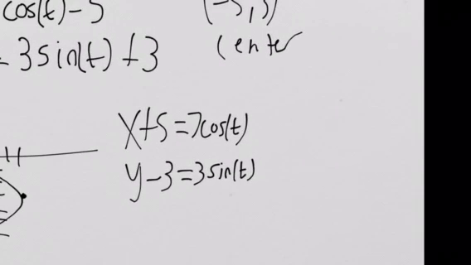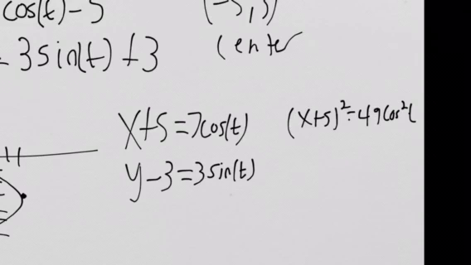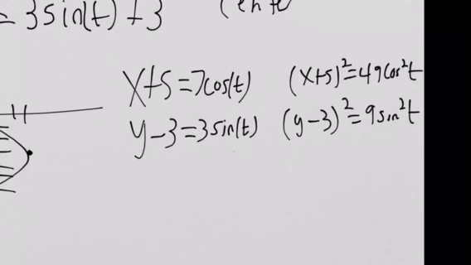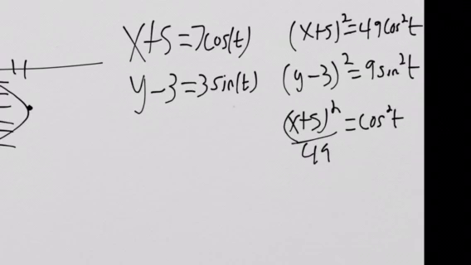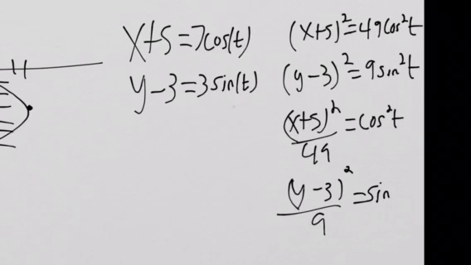So now we can square both sides. So we have x plus 5 squared equals 49 cosine squared. And we have y minus 3 squared equals 9 sine squared. Still divide the coefficients over. So we get x plus 5 squared over 49 equals cosine squared. And y minus 3 squared over 9 equals sine squared.